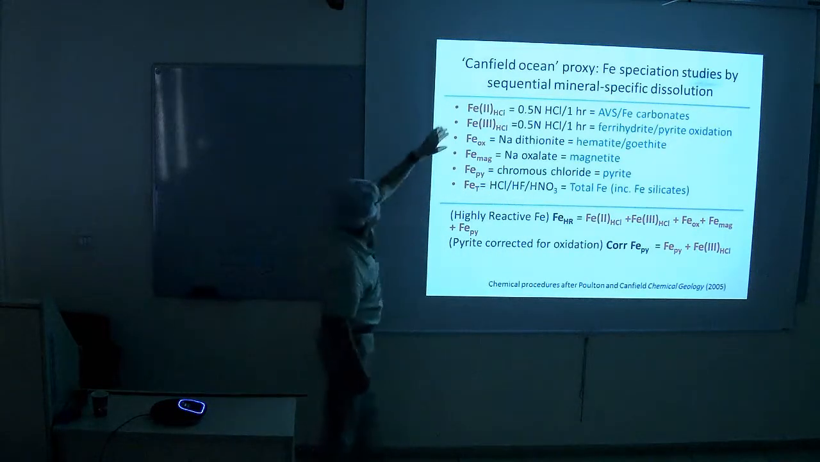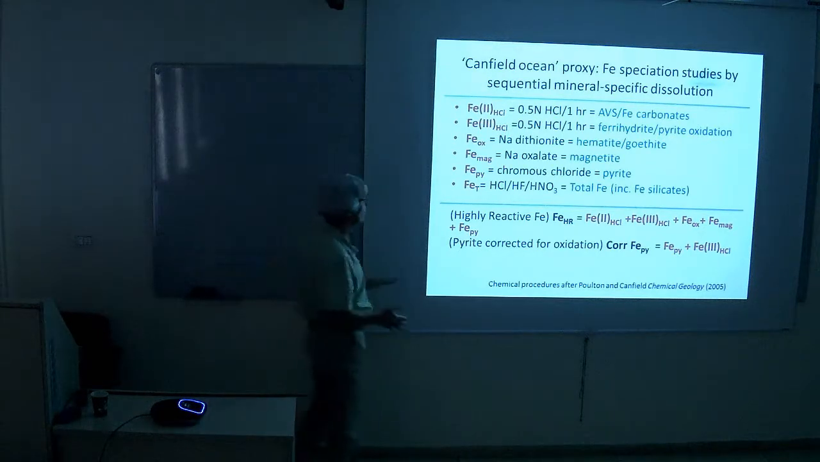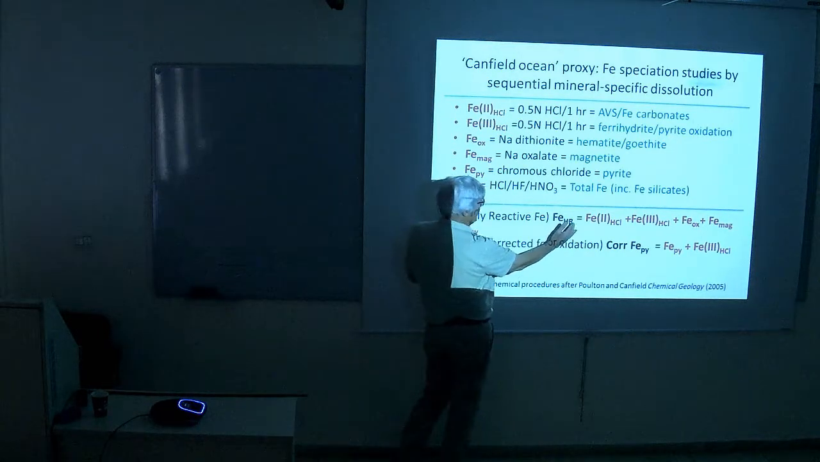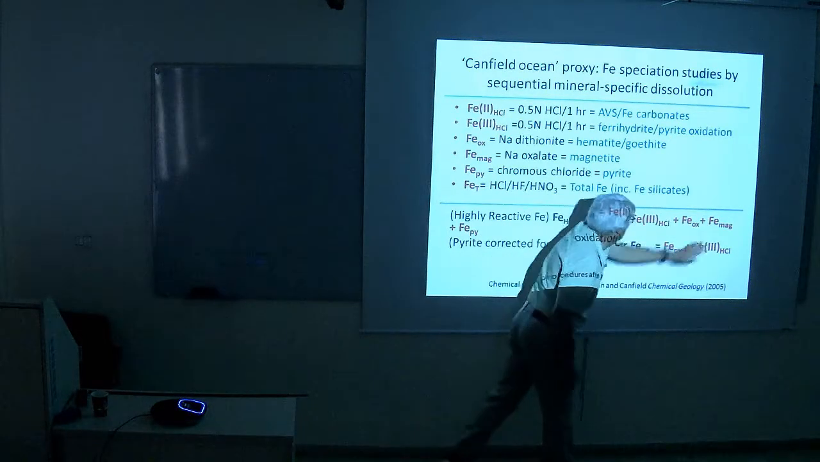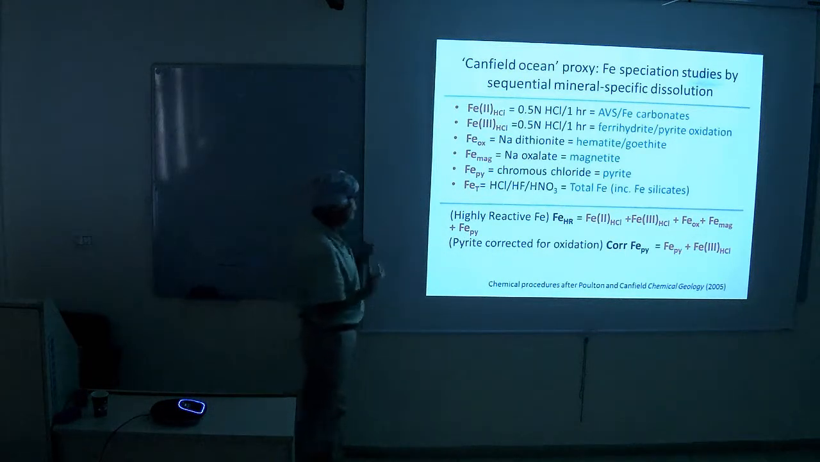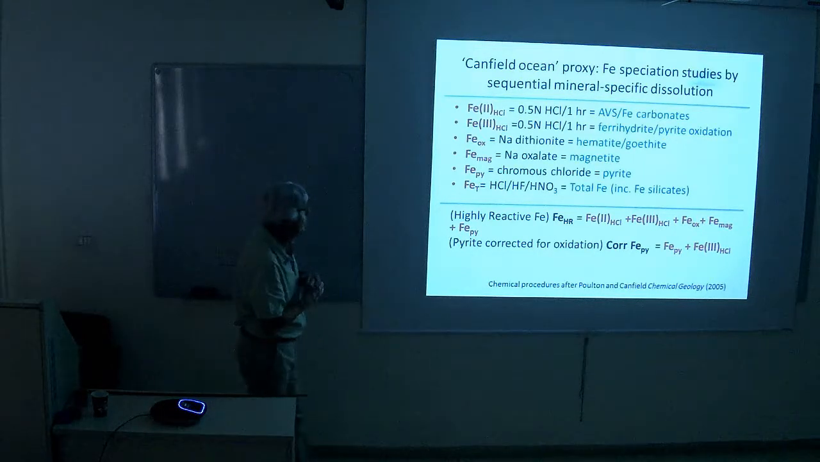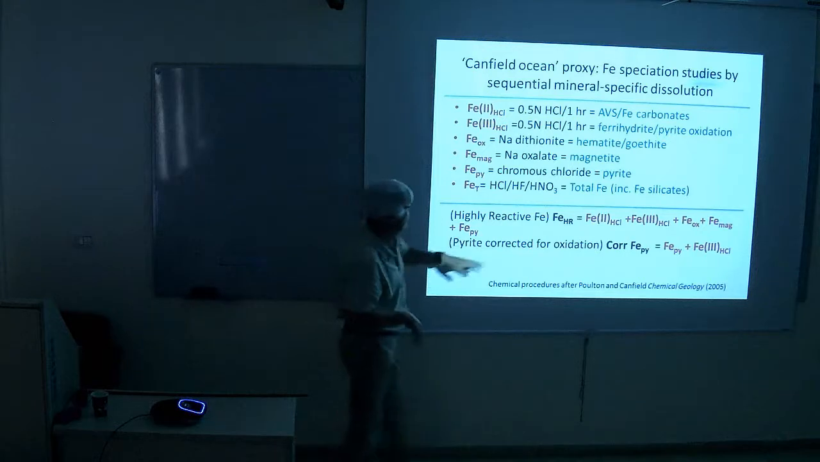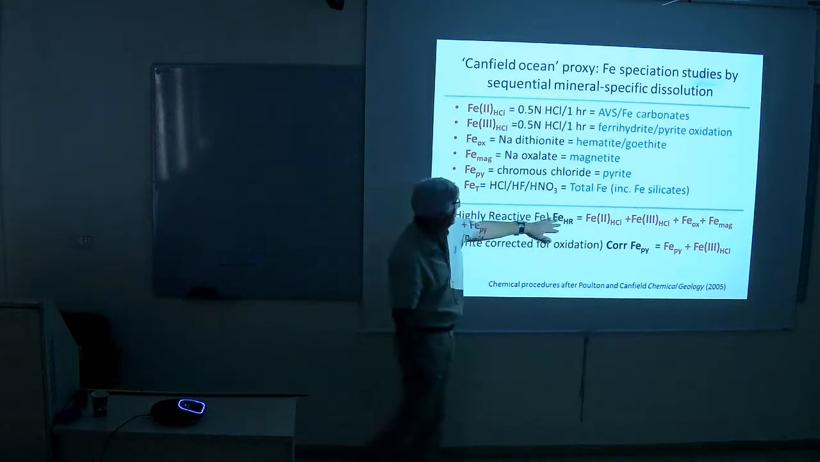Now, these four components that you extract by this sequential chemistry give what is known as the highly reactive iron. Highly reactive iron is simply the sum of these various components of the extraction. It is considered the iron that is readily available for reaction with hydrogen sulfide to form pyrite. So it's the part of the iron readily reactive to sulfide.